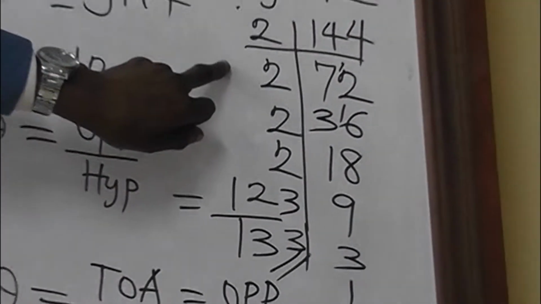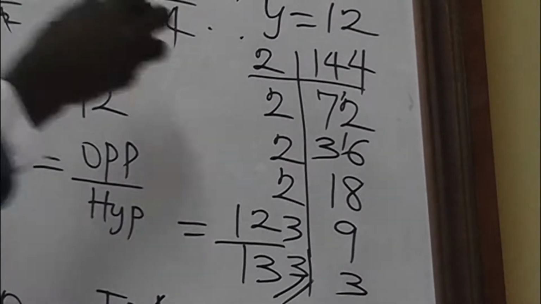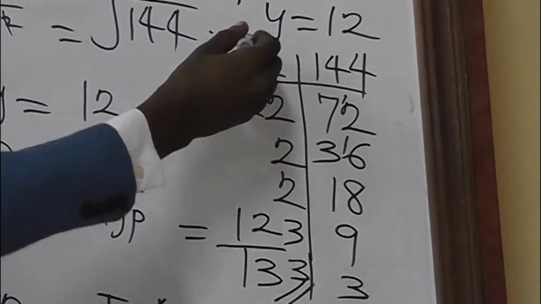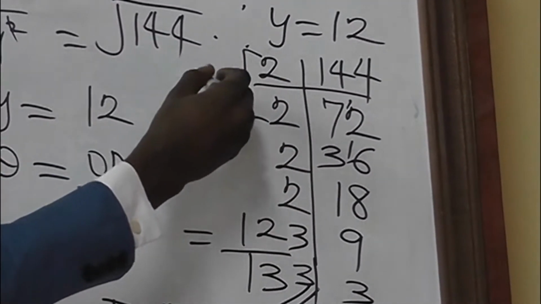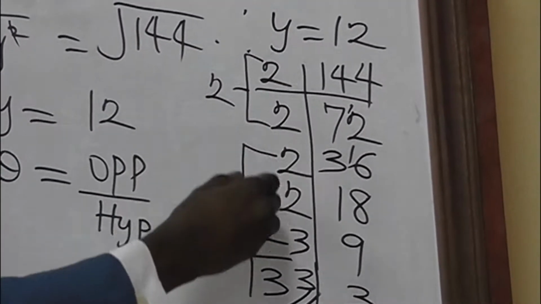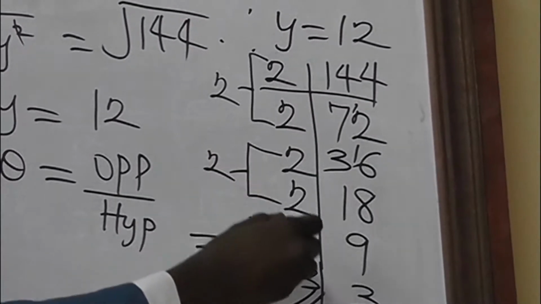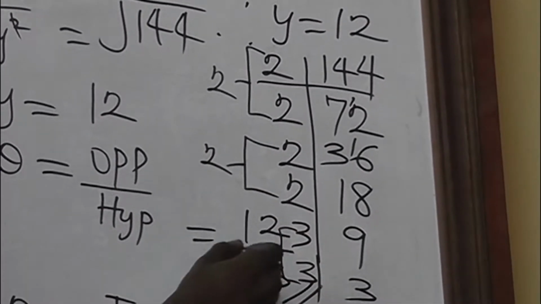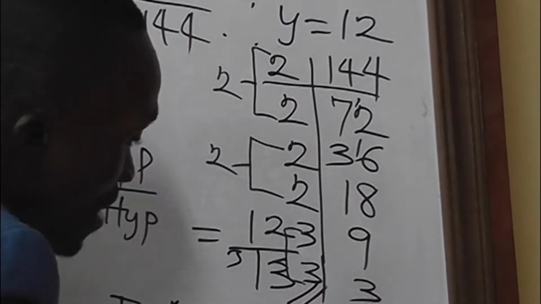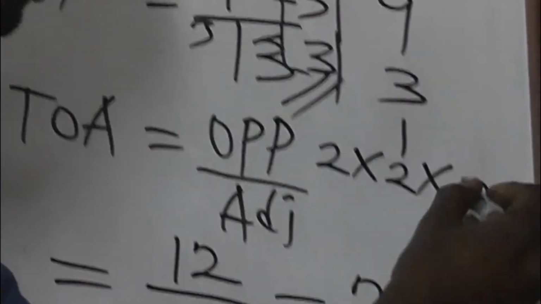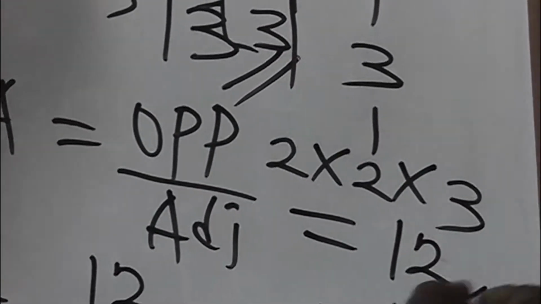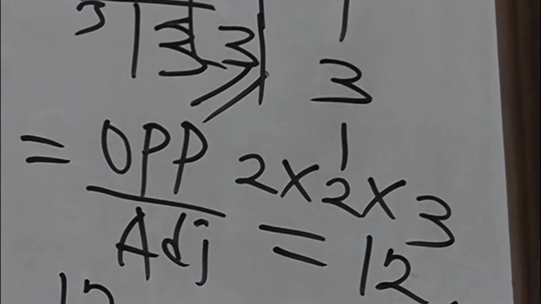But since we are taking square roots, we take them in 2s. Like this one, we have 2 and 2, so that is 2. We have another 2 and 2, that is another 2. We have 3 and 3, that is 3. So if you multiply all, we have 2 multiplied by 2 multiplied by 3, which will give us 12 that we obtained earlier.